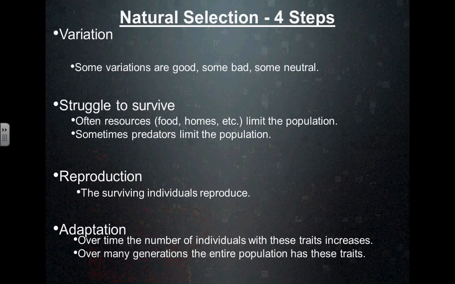All right, so we say that there are four main steps of evolution through natural selection. First is variation. What does variation mean? What does that word mean? Michael? Things different. Yeah, it means differences.